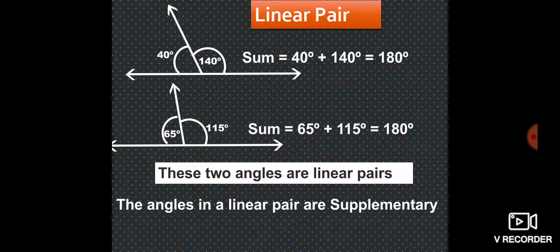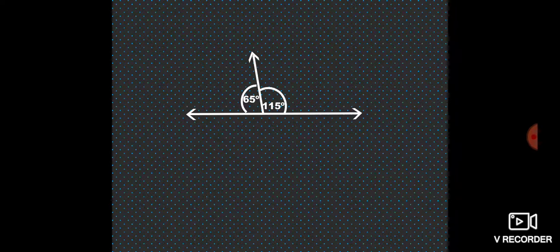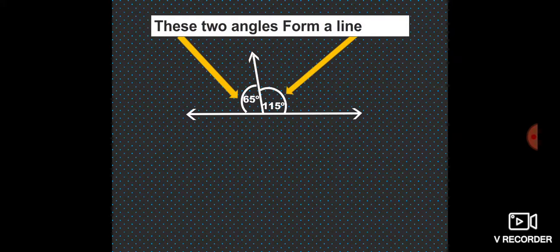It forms a straight line. Linear pairs is a straight line. Listen, here also a straight line. Straight line form a straight angle carrying 180 degree. So, linear pairs are same as supplementary angles. Its sum is 180 degree. Here, the sum of 65 and 115 is 180 degree. These two angles form a line. This 65 and 115 degree. When we mix these two, we will get a straight line. A line that is 180 degree.